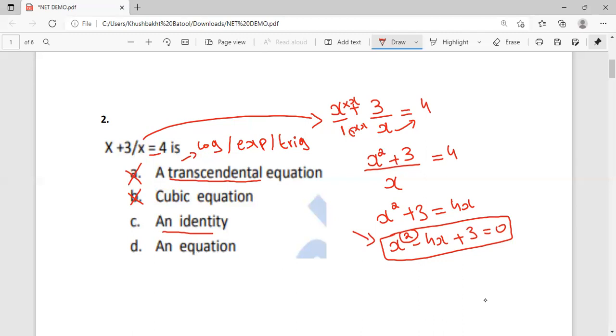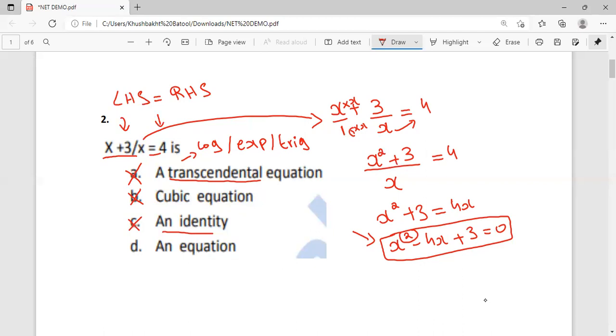So this is not an identity. The difference between an identity and an equation is that an identity has two things which are the same on the left-hand side and right-hand side. That is the case in equations as well. But with identities, you can prove left-hand side equals right-hand side, like they are equal if you simplify them on their own. Here you cannot simplify x plus 3 by x to make it look like 4, right? So this is not an identity.